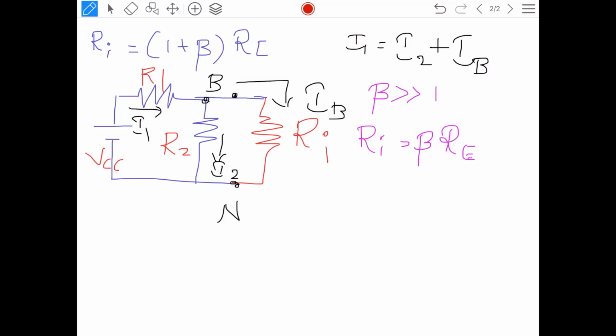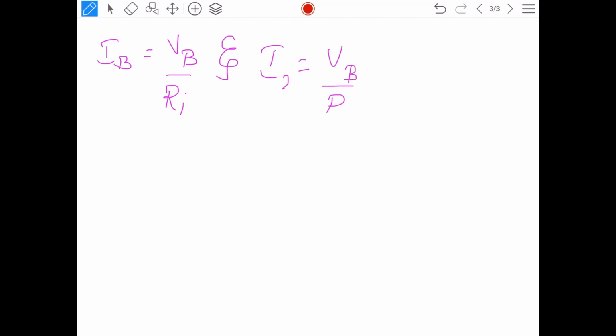Correct? Ohm's law. Let me go to a fresh page. IB is equal to VB by its resistance. What is that resistance? Ri. And I2 is equal to what? VB divided by the resistance in the path, that is R2. Correct? Now the second assumption I am making. What is that second assumption?